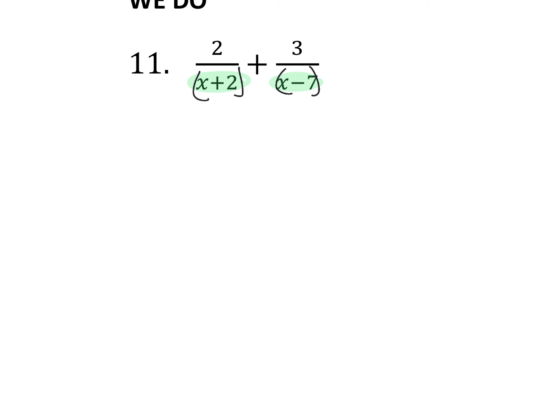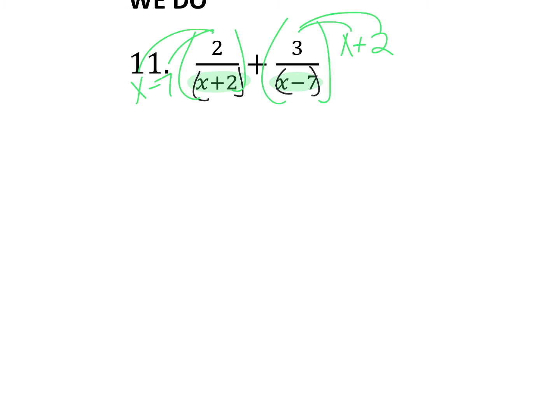Well, I need each of those in the other fraction. So what we're going to do is that we are going to multiply this first fraction by x minus 7 and my second fraction by x plus 2. Now when I do this, I need to be super careful in making sure I distribute. So let's be super careful as we rewrite this.